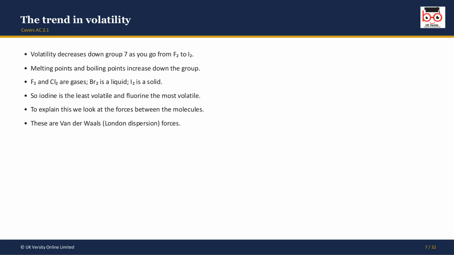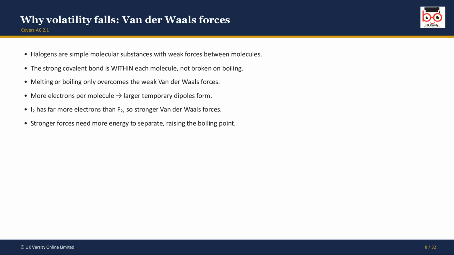and fluorine the most. To explain that pattern, we need to think about the forces acting between the molecules, and those are van der Waals forces. Here's the key idea. The halogens are simple molecular substances, and the forces between their separate molecules are weak. The strong covalent bond is inside each molecule, and crucially that bond is not broken when the substance melts or boils. All you have to overcome are the weak van der Waals forces between molecules.